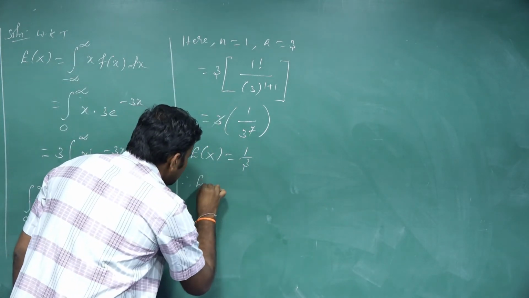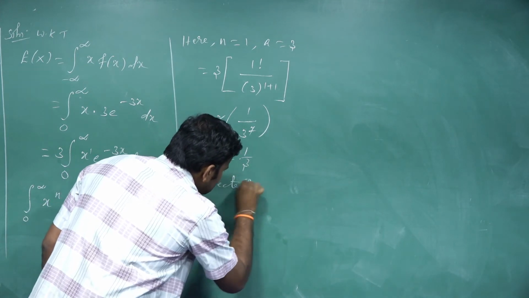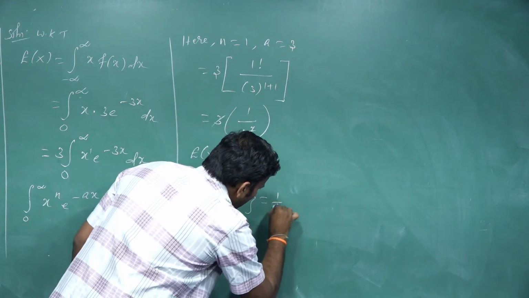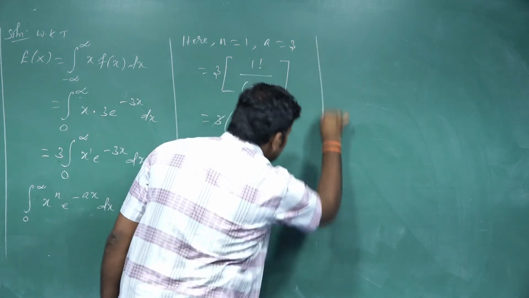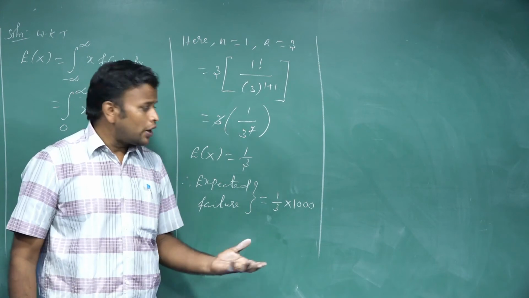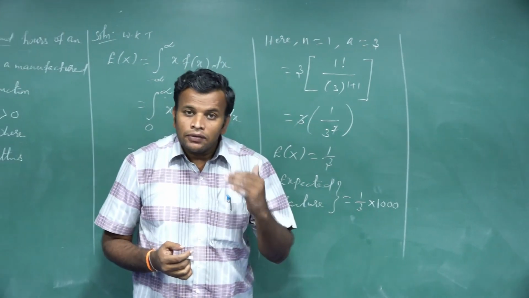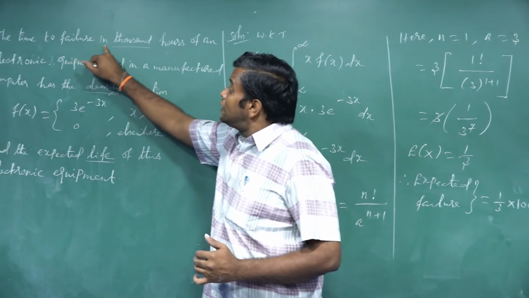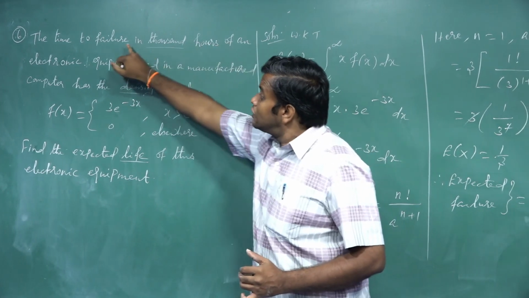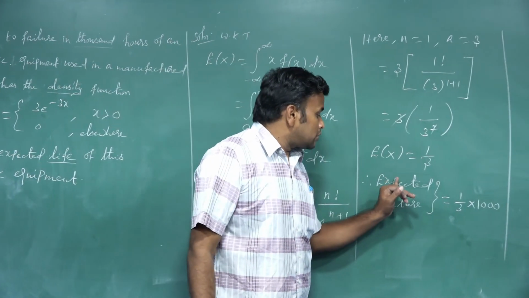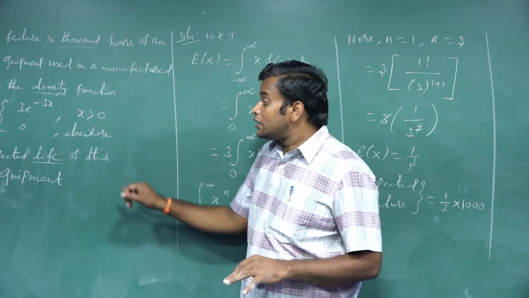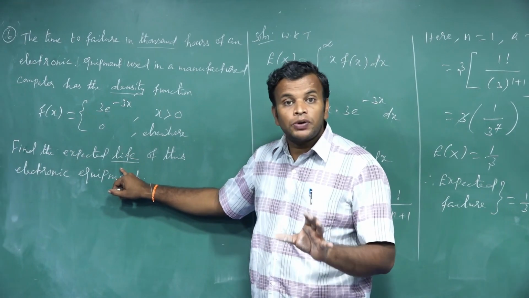Therefore, this is called the expected failure. 1 by 3 into 1000, that is the E of x value. So the expected failure is 1 by 3 into 1000. Why do I write 1000 here? In the given sum, the failure is given for 1000 hours of an electronic equipment. Out of 1000 hours, the failure statement is given. Therefore, the expected failure is 1 by 3 into 1000. But our question is to find the expected life. It's not the failure, it is the expected life.